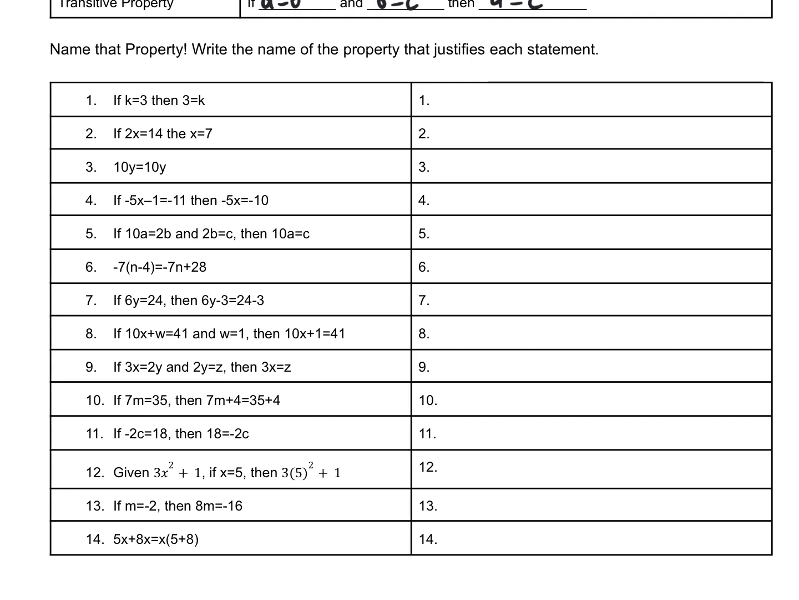If K equals 3, then 3 equals K. That is the symmetric property. If 2x equals 14, then x equals 7. That is the division property. I'm dividing both sides by 2. 10y equals 10y. Well, yeah, obviously. That is the reflexive property. If negative 5x minus 1 equals negative 11, then negative 5x equals negative 10. Well, what I've done is I've added 1 to both sides, so that is the addition property.